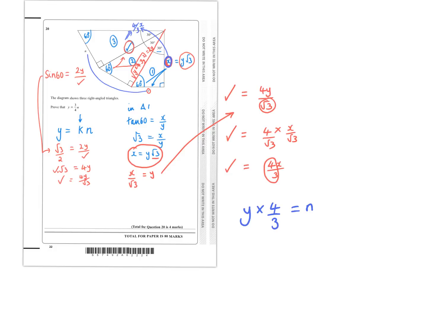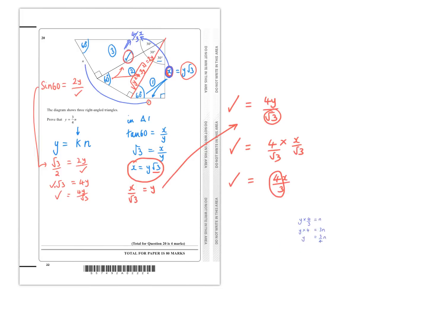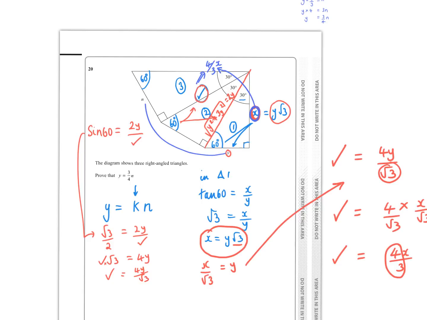Does that work? So y times 4/3 equals n. Well, let's get that as y on its own. So let's times both sides by 3 and divide both sides by 4. So yes, y is 3/4 n. I don't think I explained that in the best way possible, really. If I was to do that again, I would probably use sine and cosine instead. So I will just do this question one more time, a different way. If you understood it the first time, just skip forward to the next question.